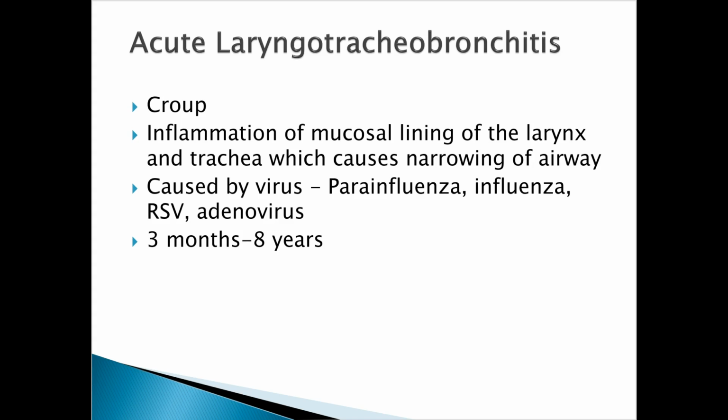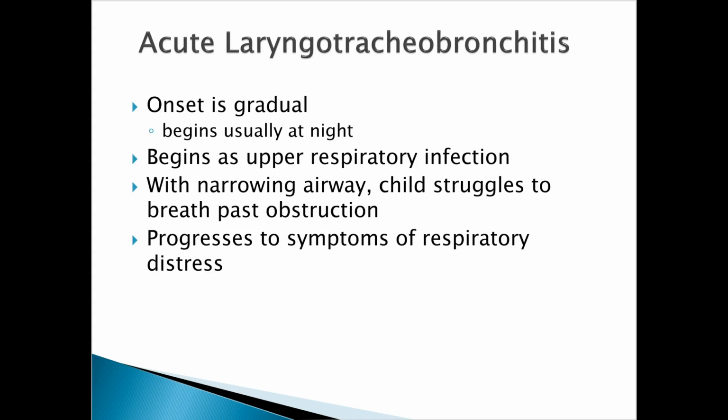It typically happens in about 3 months of age to 8 years of age. The onset is gradual. It usually begins at night. They wake up with that barking cough. It typically manifests itself as a URI, and then the airway becomes narrowed and the child struggles to breathe past that narrowing. It can progress to symptoms of respiratory distress. It doesn't always. The child may just wake up in the middle of the night with that breathing and that barky cough.